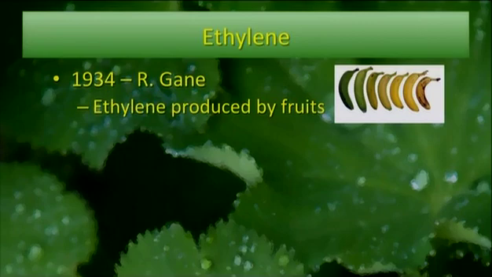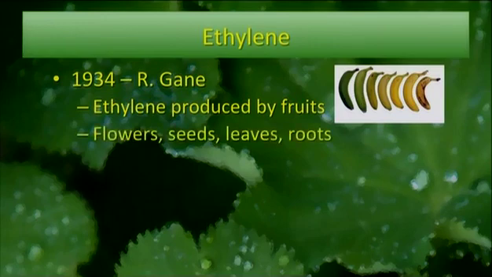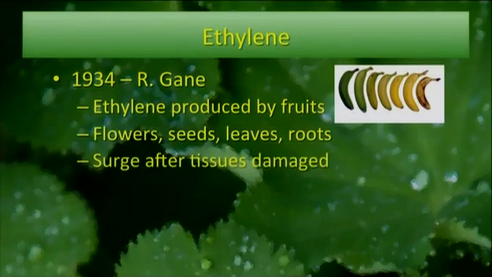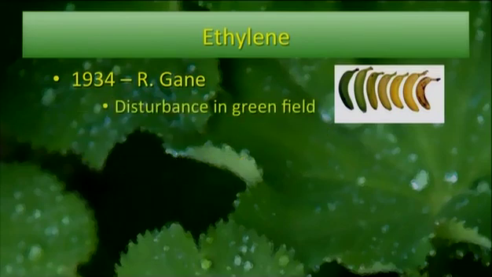In 1934, it was shown that ethylene is produced by fruits. So there you see a green banana growing more and more ripe, or different phases of a ripening banana. So ethylene is produced by ripening fruits. It's produced by flowers and seeds and leaves and roots. And the production of ethylene surges after tissues are damaged. Whenever you brush past a plant, that actually damages it a little bit, like bumping into somebody sort of aggressively.